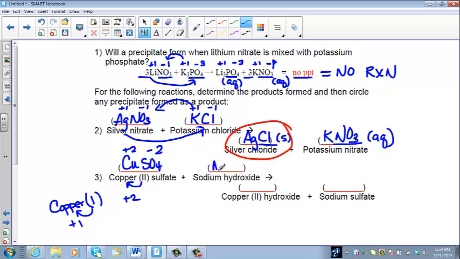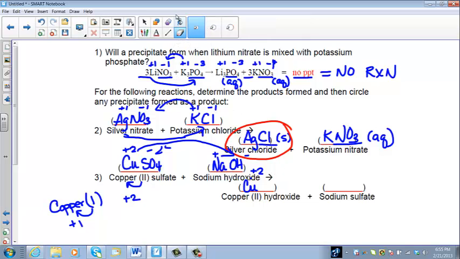Sodium is Na. Hydroxide is a polyatomic ion. It's OH -1. So this is +2 -2. That's good. We don't have to drop and cross. This is +1 -1. We're good. We don't have to drop and cross. Okay. So let's start. Our plus goes with our minus. Cu is going to go with the OH minus. So Cu has a +2 charge, and OH minus has a -1 charge.